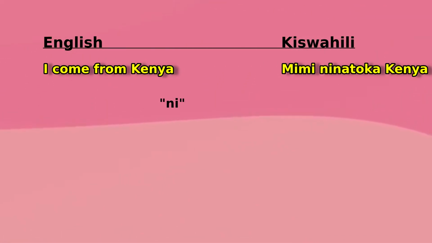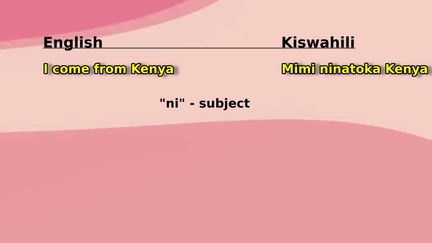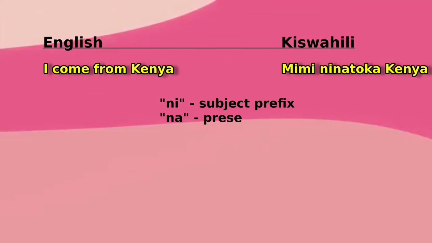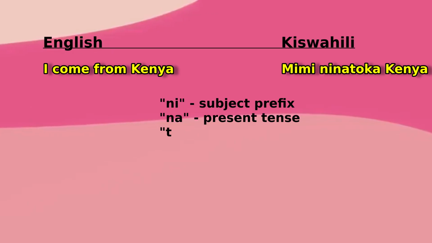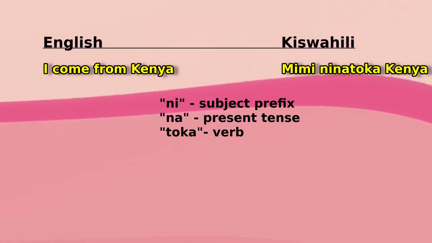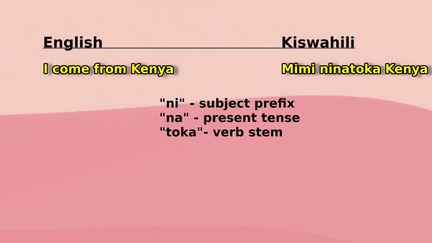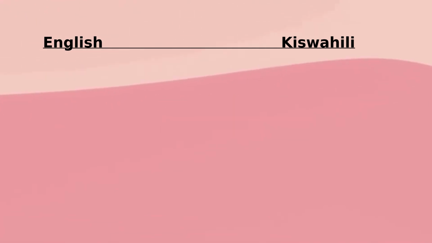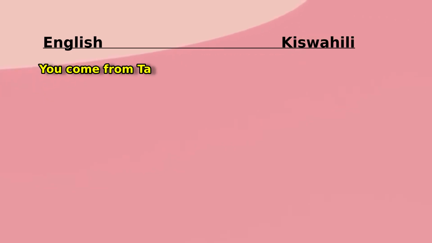So the ni is the subject prefix to show I. Na shows the present tense, and then toka is the verb stem. So mimi ninatoka Kenya. I come from Kenya. Good. So how would you say you come from Tanzania, for example. This is how you can say that.